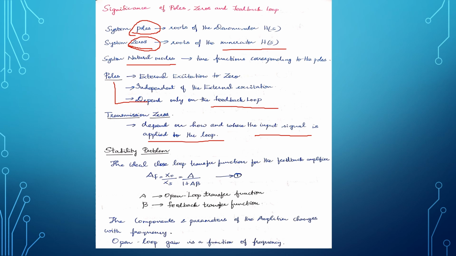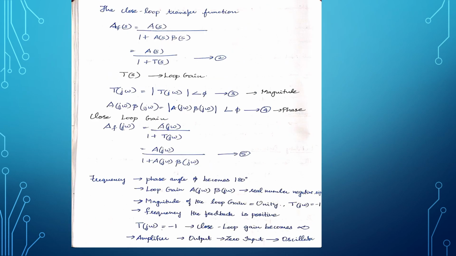For the stability problem, we have a closed loop transfer function for the feedback amplifier, given as Af. Here A is the open loop transfer function and beta, as usual, is the feedback transfer function. The components and parameters of this amplifier change with frequency, because the open loop gain is always a function of frequency.